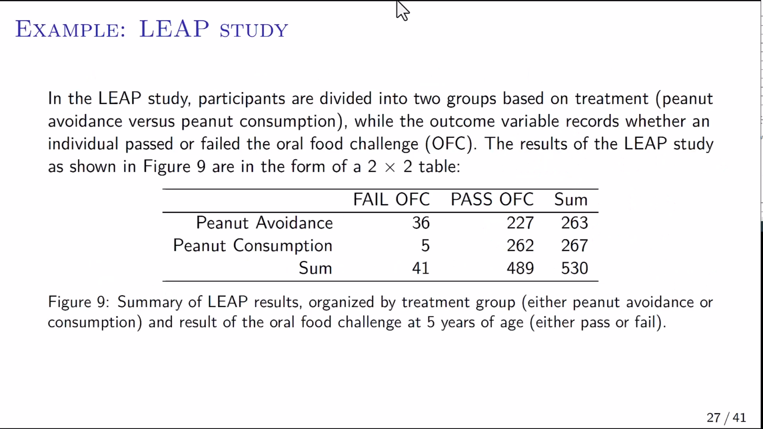This is the LEAP study. Okay. We have two groups, right? One group does not eat peanut. The other group eats peanuts. Now we do this called the oral food challenge test. Just test whether they are allergic, whether the individual failed this oral food test, correct? Because we are concerned with whether they are allergic to peanuts or not. This is like outcome A, this outcome B.